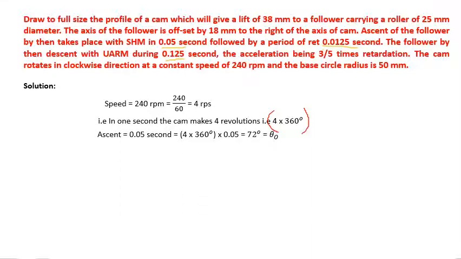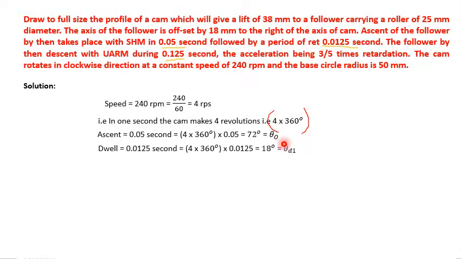One by one, let us consider. Ascent, which is nothing but the outstroke, is equal to 0.05 second. We have to convert it into degrees. Therefore, multiply this 0.05 second with the multiplication factor, that is 4 into 360 degrees. So ascent in terms of degrees, we got 72 degrees, which is nothing but theta O, the outstroke angle.